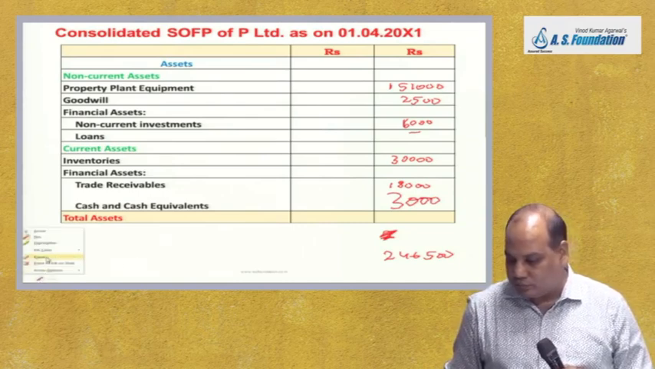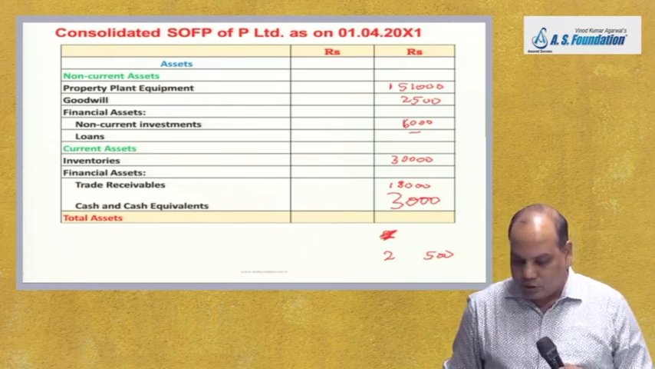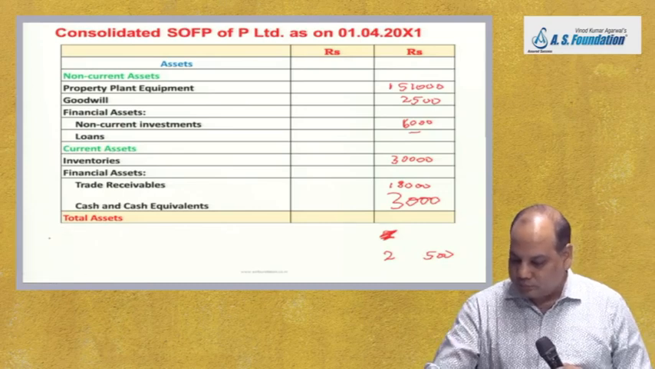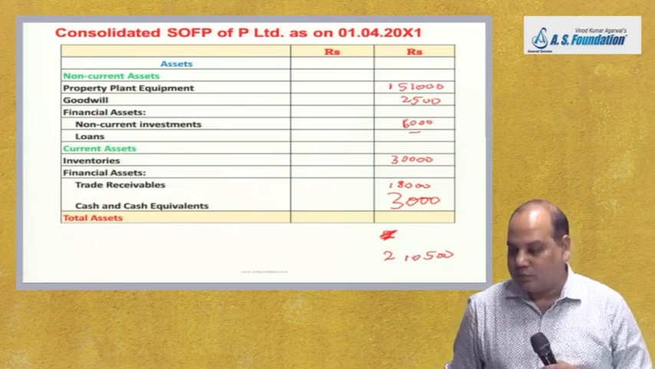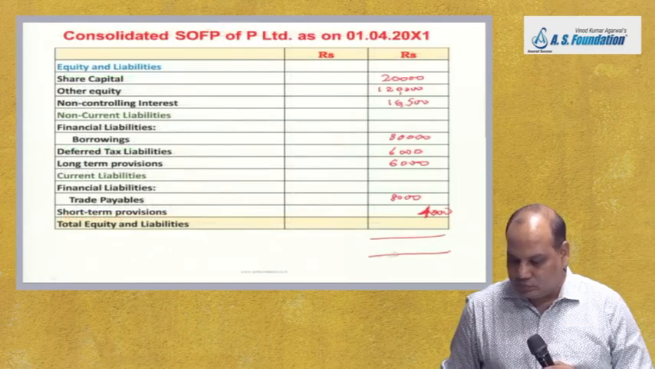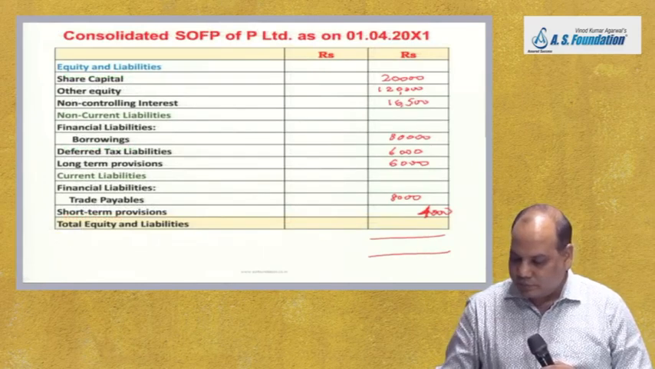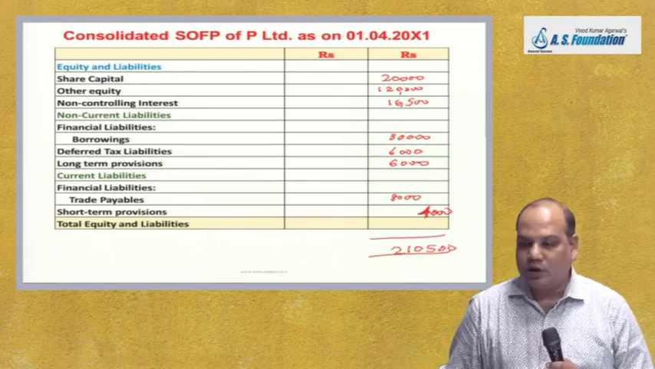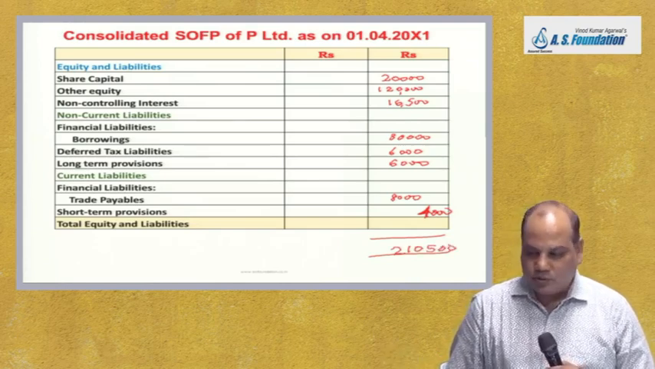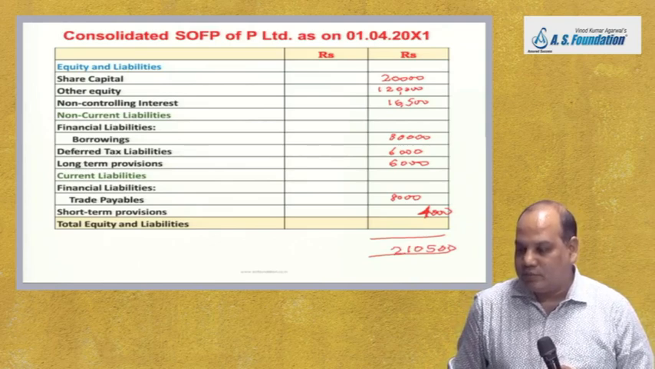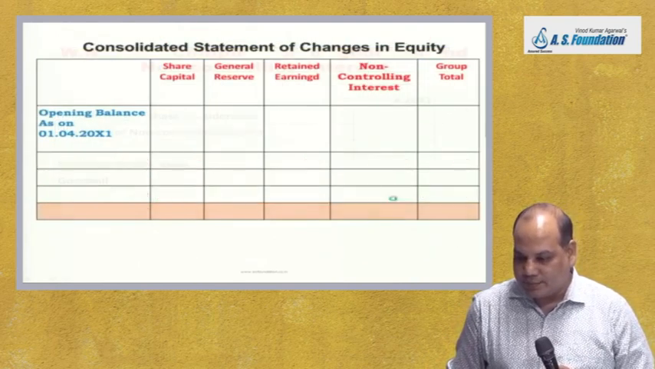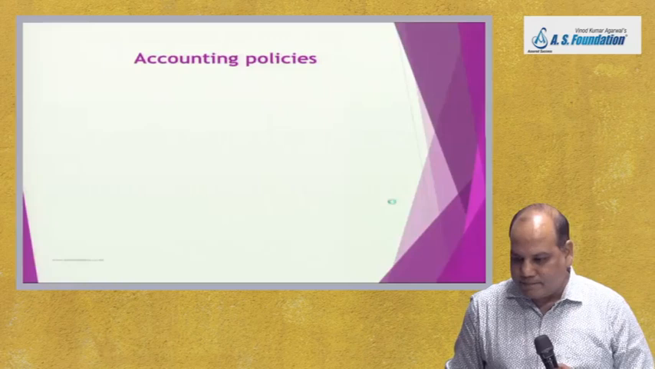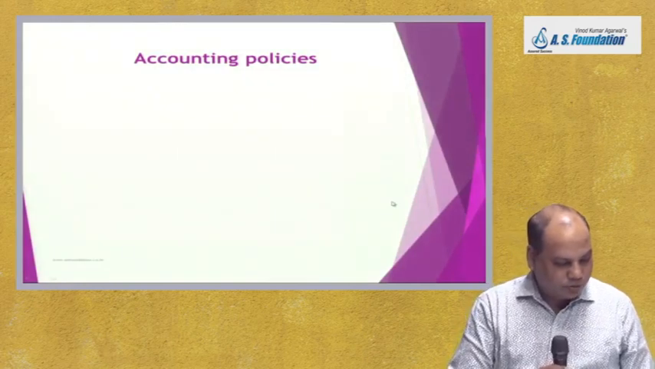210. What is the liability side total? Yes. 210,500. Because the purchase entry is not appearing in the given SOFP. Tallied. Yes. Come back to your book.